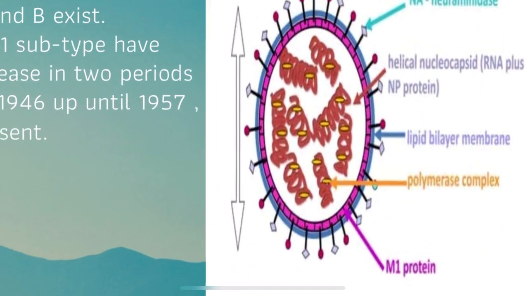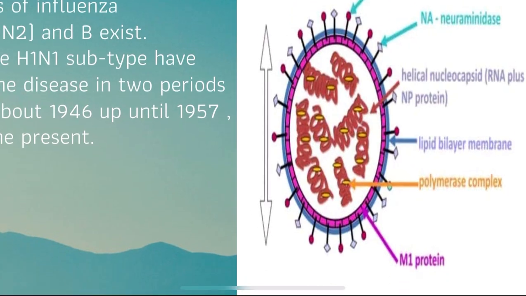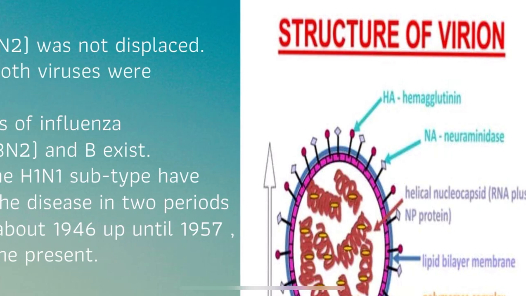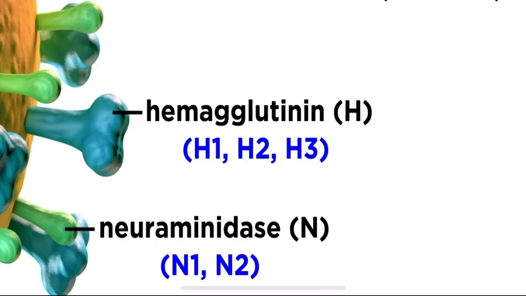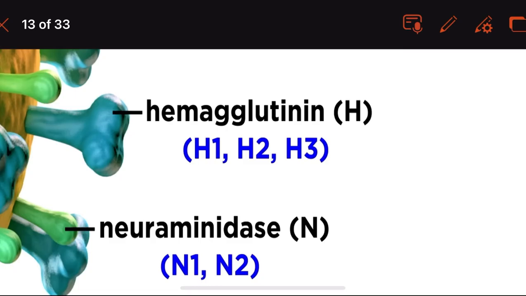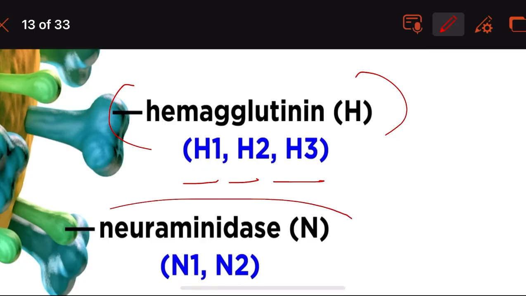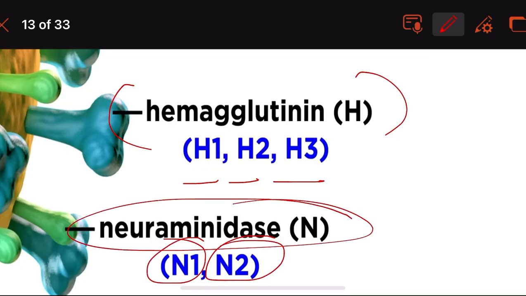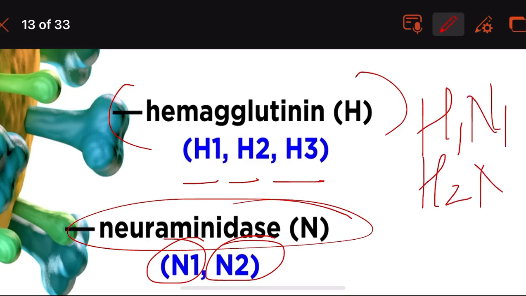So you can see the structure of the virion here. It has the polymerase complex, the lipid bilayer membrane, M1 protein, and the helical nucleocapsid RNA plus NP protein, neuraminidase, and hemagglutinin. You see the hemagglutinin having H1, H2, H3, and neuraminidase having just N1 and N2. And how do we have the strains? H1N1, H2N2, H3N2. Clear, guys?